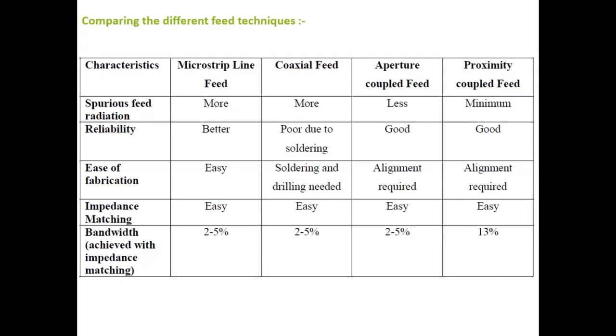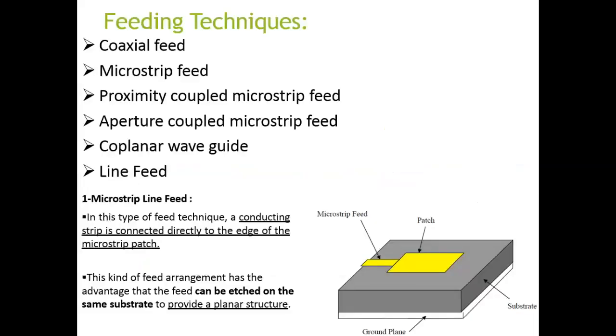Bandwidth achieved with impedance matching: 2 to 5%. In a coaxial feed, 2 to 5%. In an aperture coupled also 2 to 5%. But in a proximity coupled, 13% bandwidth. So here, feeding techniques: coaxial feed, microstrip feed, proximity coupled microstrip feed, aperture coupled microstrip feed, coplanar waveguide line feed.